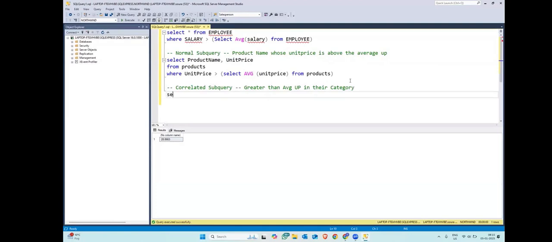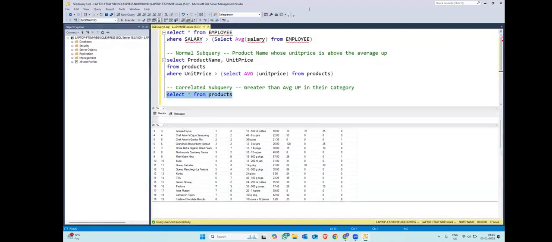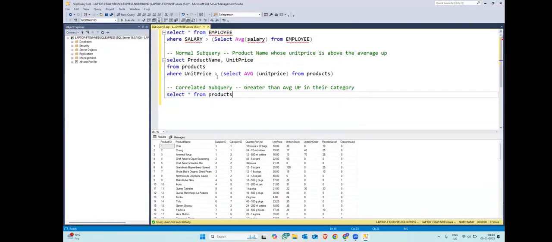Now let us have a look at the table. Select star from products. Right? This is my table. Now what the question says is that we have to calculate the average unit price, which is this, but for each category. Unless I know the category of the product, how will I calculate the average unit price? Here there is no such condition, so I calculate the average unit price.